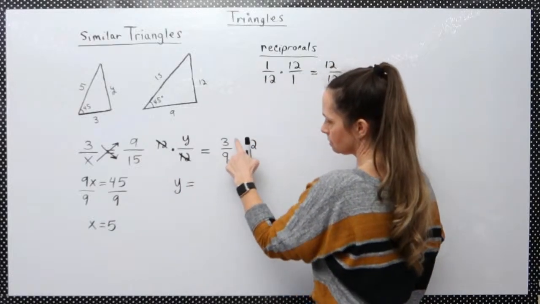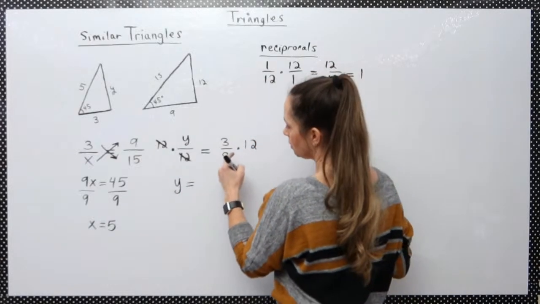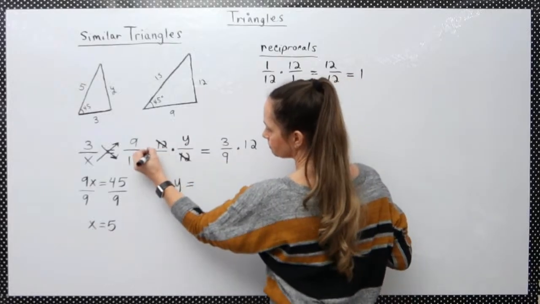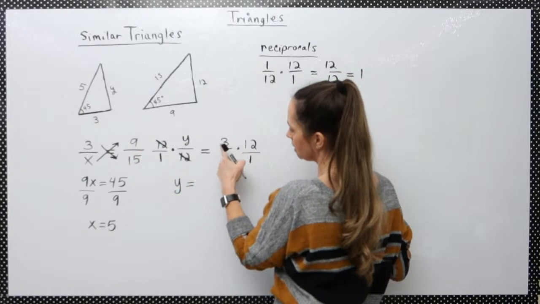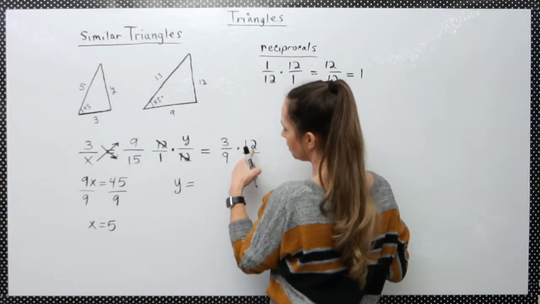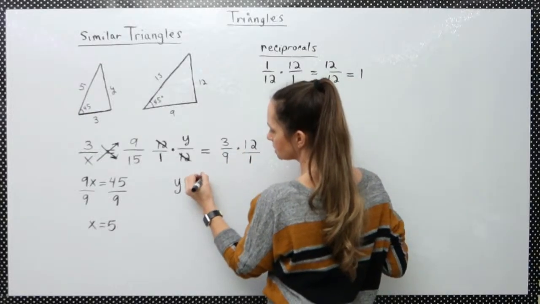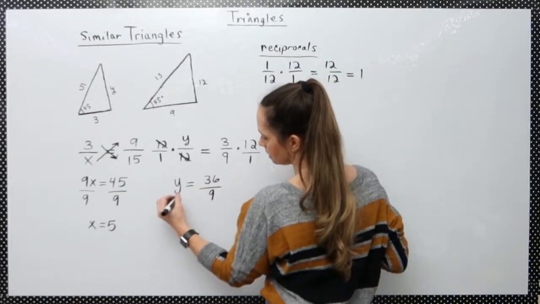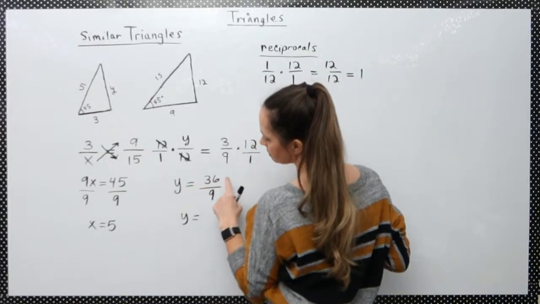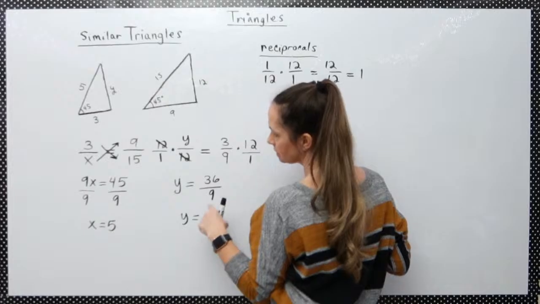equals 3/9 times 12. Well, you can just put 12 over 1 and multiply. And so you get 3 times 12 is 36, and 9 times 1 is 9. And then you just simplify by dividing. 36 divided by 9 is 4.